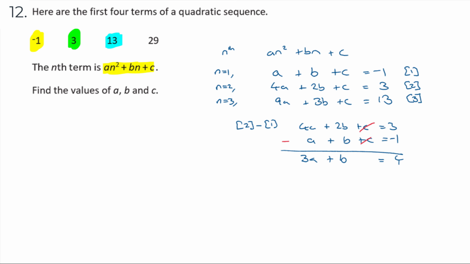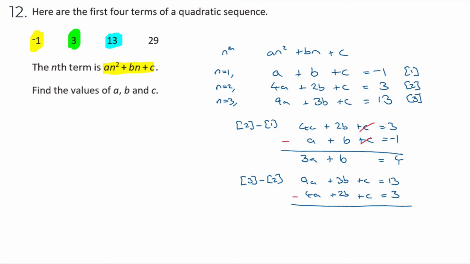So I need another equation in a and b, and I'm going to get that by taking two other equations that I've formed and taking one away from the other. So now I'm going to take equation 3 and subtract equation 2. That's going to give me 9a plus 3b plus c equals 13. And I've got 4a plus 2b plus c is equal to 3. And I'm going to subtract those. Now this might seem really complicated, but it's exactly the same every time you solve this. If I gave you a different quadratic sequence, you would be doing exactly the same thing with exactly the same values every time. The only thing that would change is the numbers on the end.